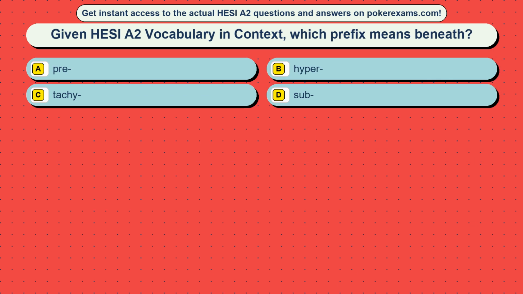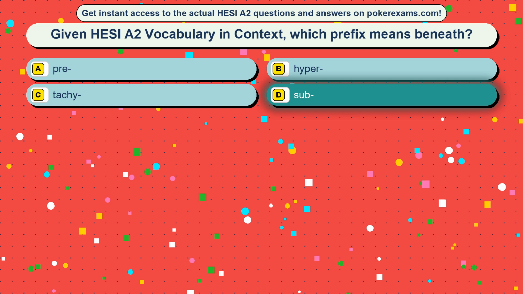Question 18. Given HESI A2 vocabulary in context, which prefix means beneath? Option A, pre. Option B, hyper. Option C, tachy. Option D, sub. The correct answer is option D, sub.